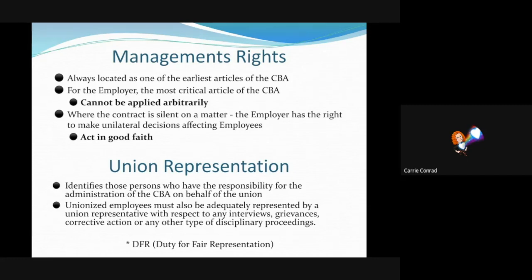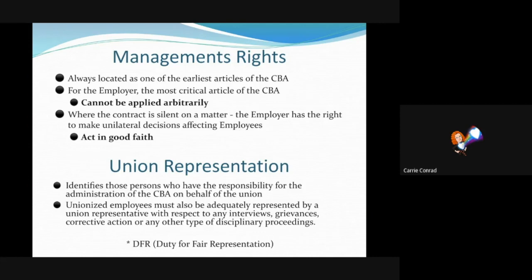Union representation. Within this clause, it will identify the persons who have the responsibility for the administration of the collective bargaining agreement on behalf of the union. It's important to note that unionized employees must also be adequately represented with respect to any interviews, grievances, corrective actions, or any other type of disciplinary proceeding.